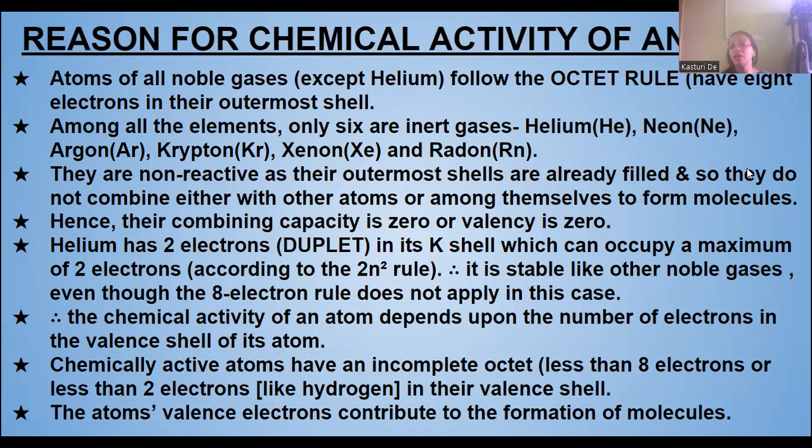Now, among all the elements, there are 6 inert gases: helium, neon, argon, krypton, xenon, and radon. Others are normal elements, not inert, because inert gases means their valence electrons are closed, that is, they have 8 electrons in the outermost shell. The other elements have less than 8 electrons in their outermost shell. That's why they are not called inert.